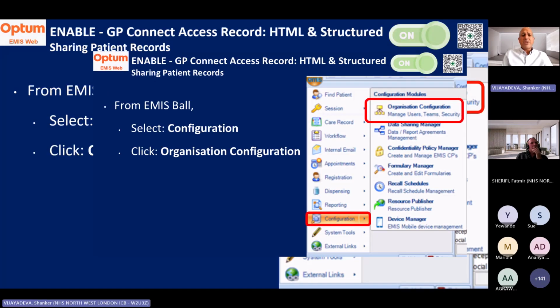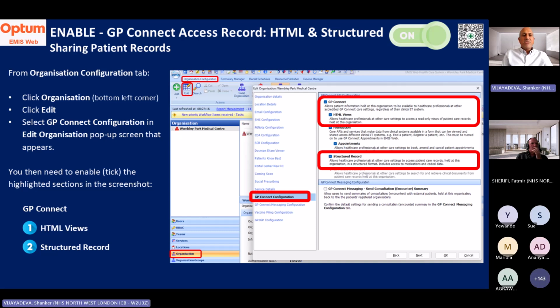So how do you enable this? From the big EMIS ball, you go to configuration, then click on organizational configuration. From that point on, if you look down here, in the bottom left-hand corner, you've got the organization. You click on edit, and then you select down here GP Connect configuration. From here, the highlighted things are the sections you need to alter.